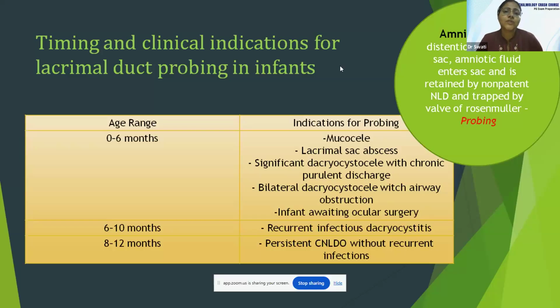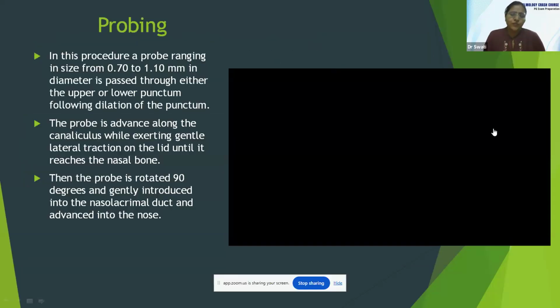And you can also take probing earlier than 12 months in case you see that the parents are doing conservative management properly, but there is still persistent CNLDO or there are recurrent infections happening. You can take that before 12 months. So how do we do probing?